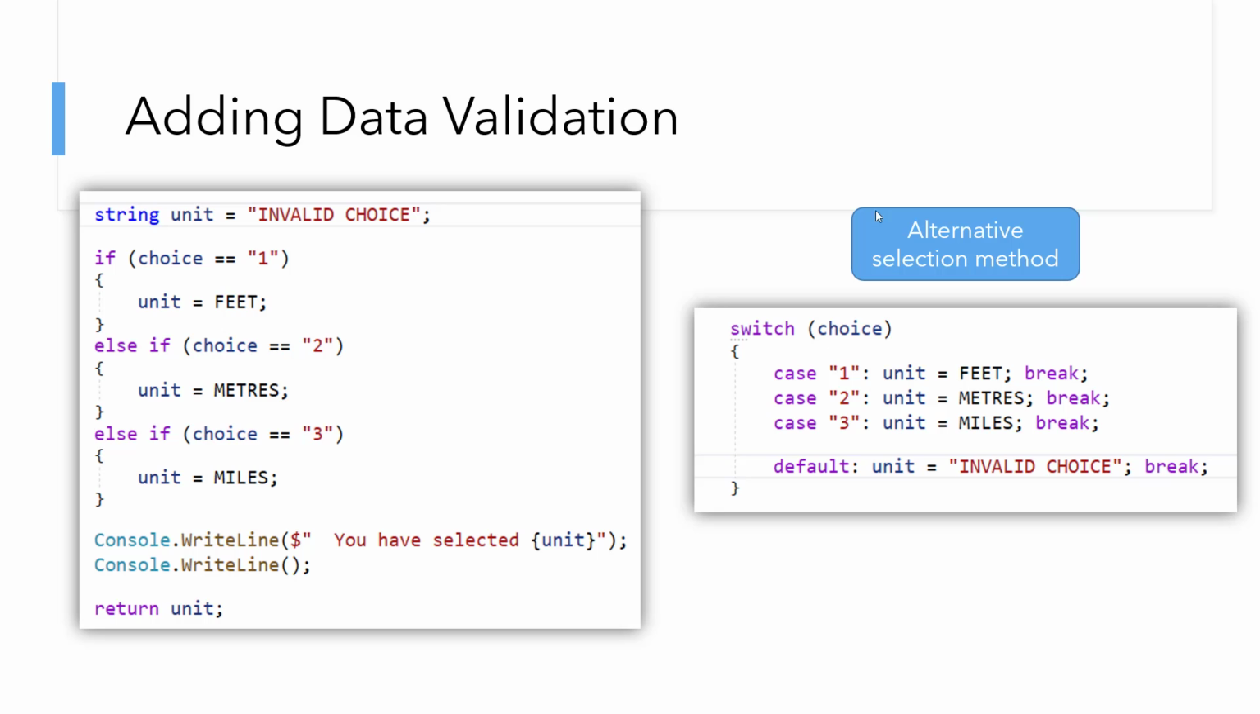This slide demonstrates an alternative in C# to the if statement. You can use the switch statement, where your choice in this case was a string 1, 2 or 3. You can then set the unit, and you can also have an invalid choice there.